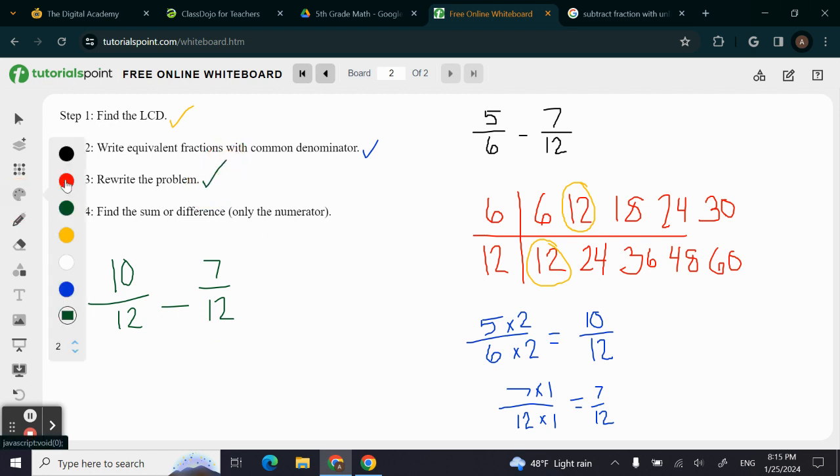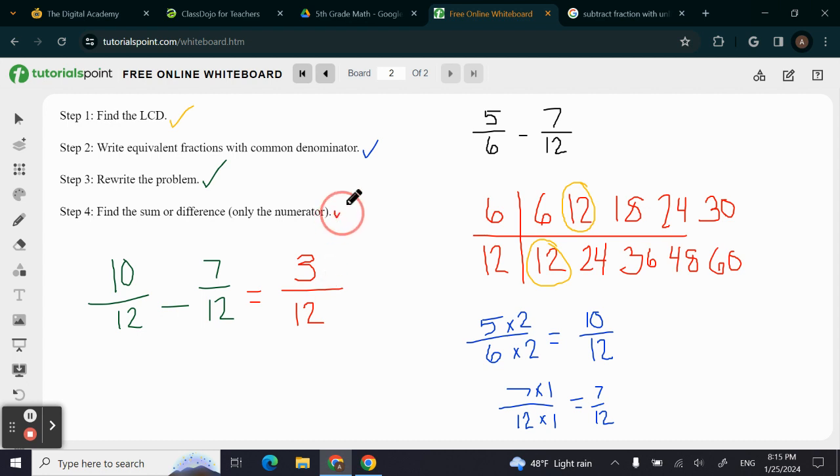Now we can do the fun part and solve. Remember, we only look at the numerator. The denominator stays the same. 10 minus 7. So we go 10, 9, 8, 7, 6, 5, 4, 3. 10 minus 7 is 3. So our answer is 3 over 12.